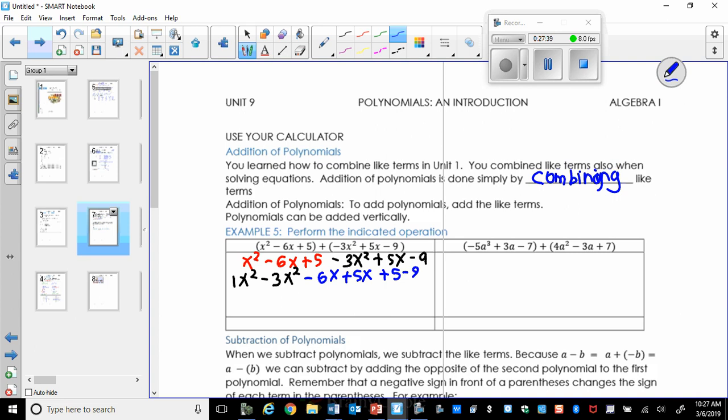Everything needs a sign. Now, let's go back through. This is what I want you to do underneath your like terms. I want you to draw a little box here. What's 1 minus 3? Negative 2. Negative 6 plus 5, negative 1x. 5 minus 9, negative 4. There's your answer. Try the next one.